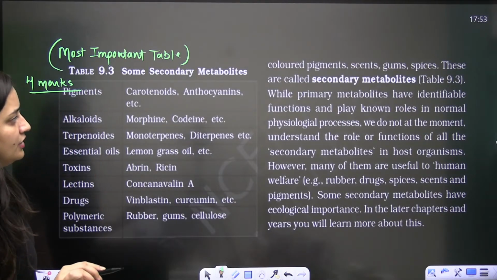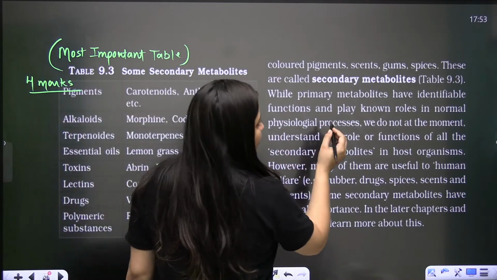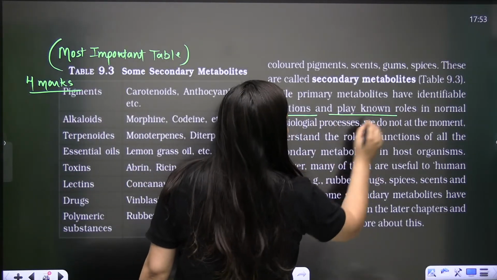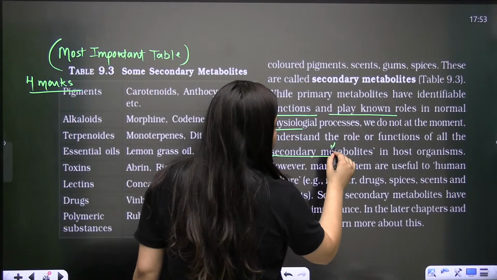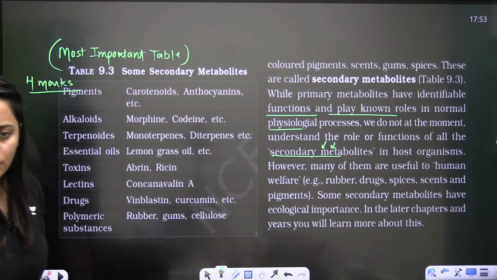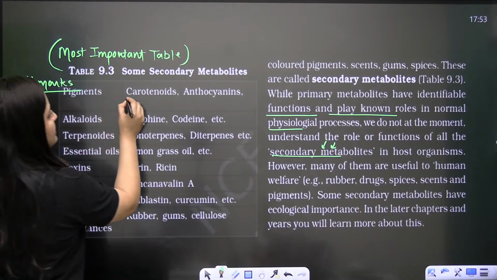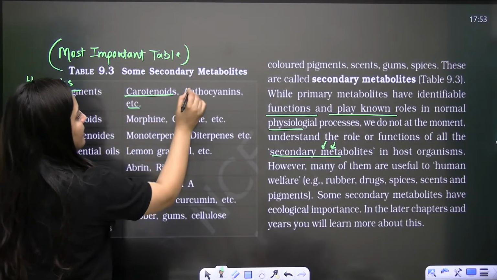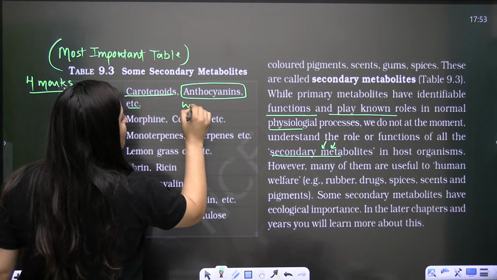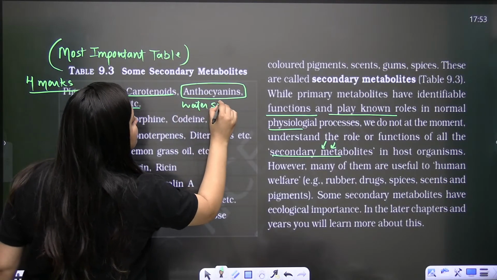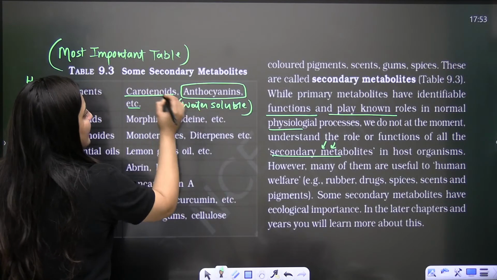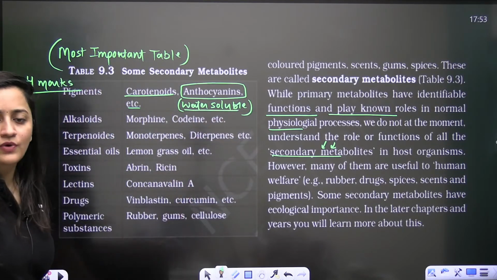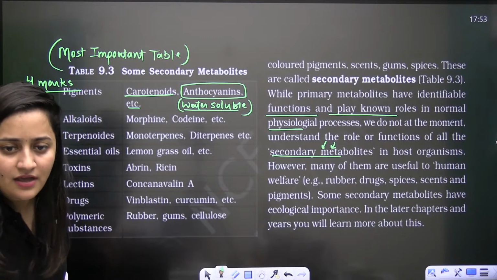So see, primary metabolites have identifiable functions and play roles in the normal physiological process, right? And secondary metabolites, they do not. Clear? They do not. Now see the example. In pigments, carotenoids and anthocyanins are there. This anthocyanin is a water soluble pigment. It's a previous year question. Carotenoids are soluble in organic solvent, but anthocyanin is soluble in water.